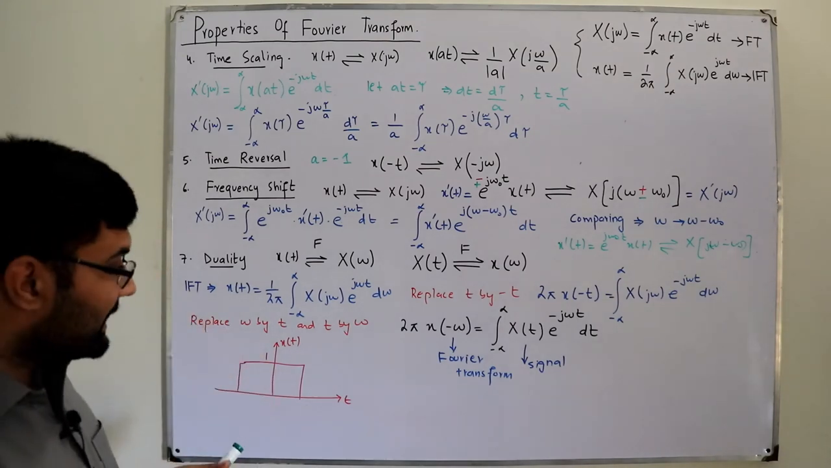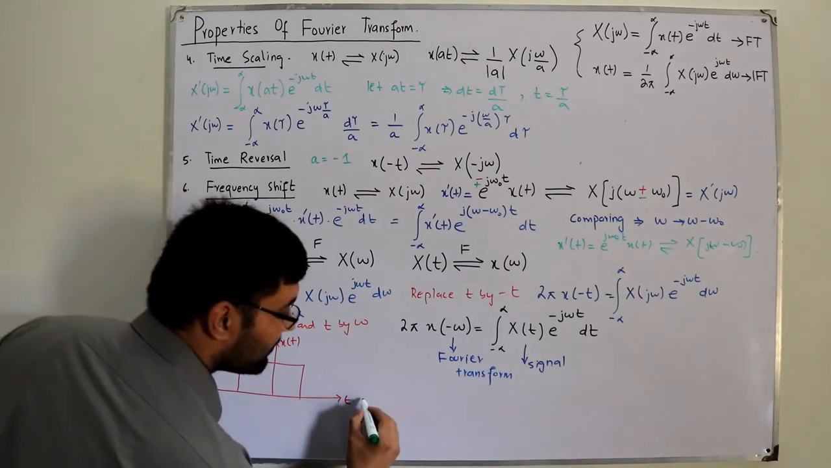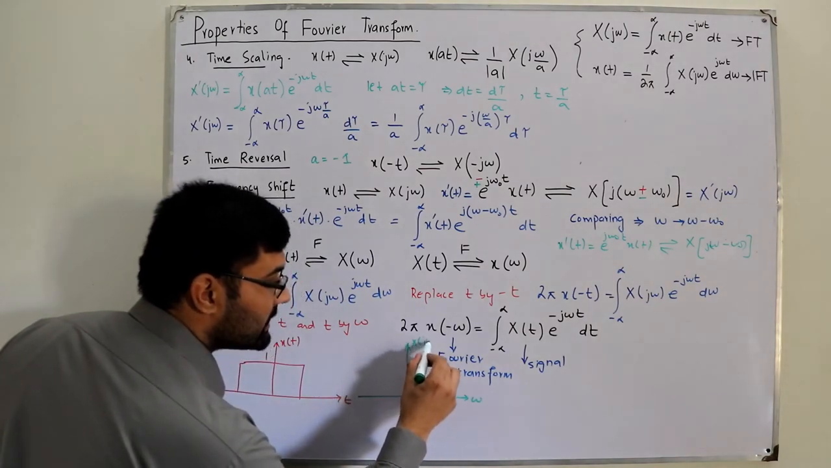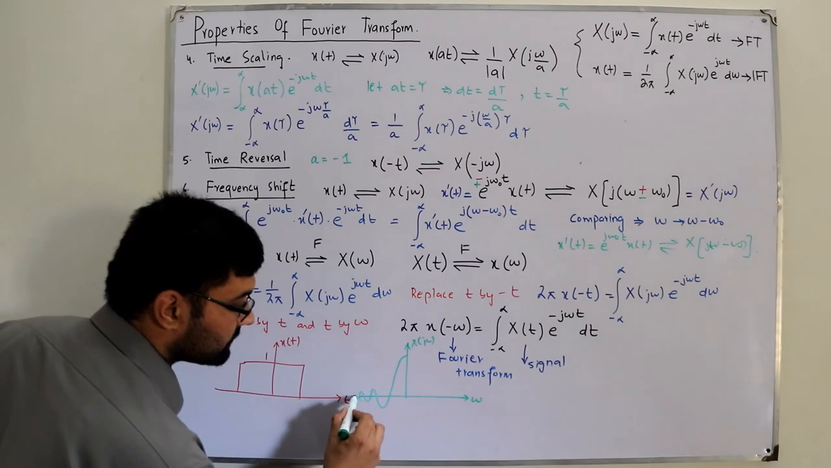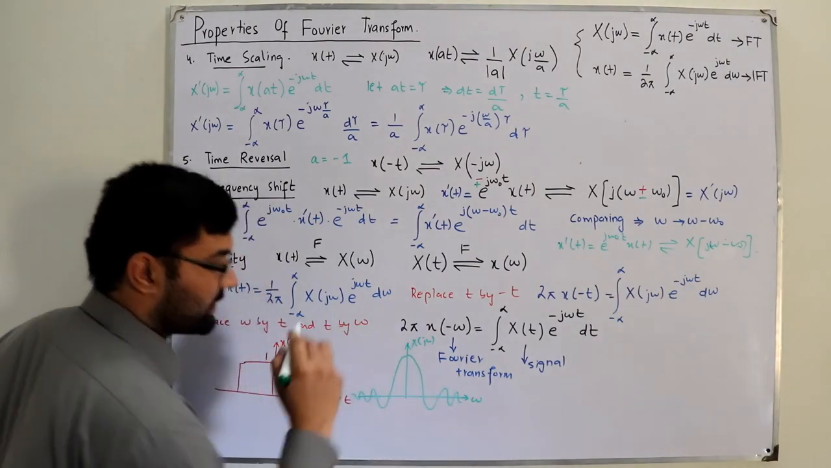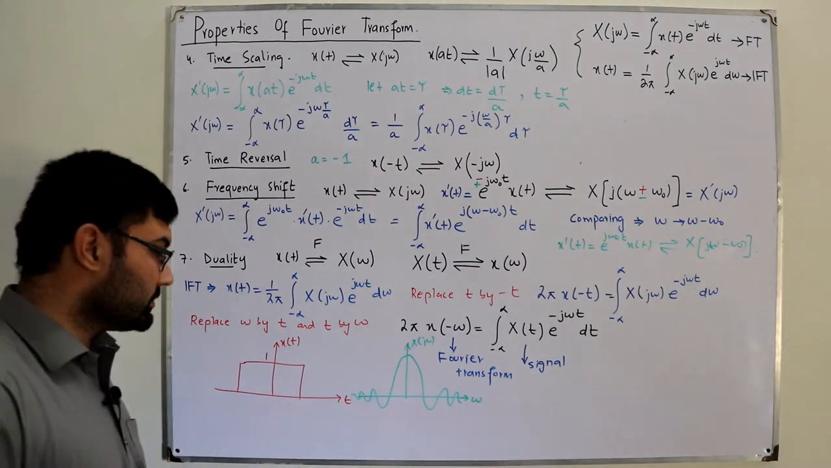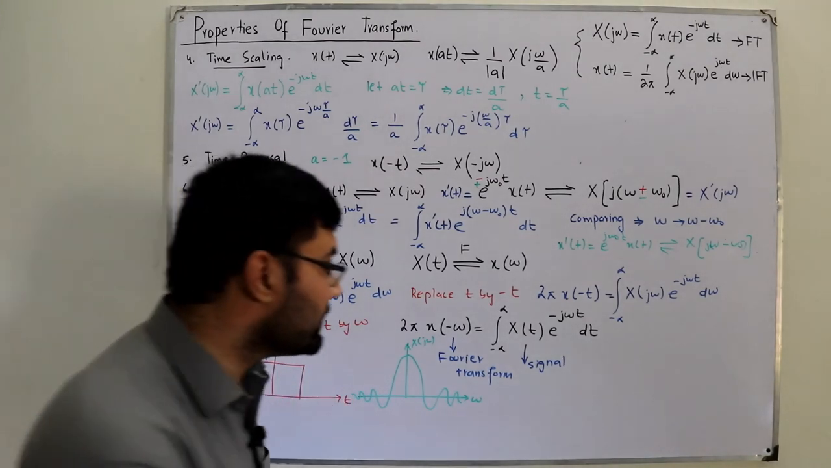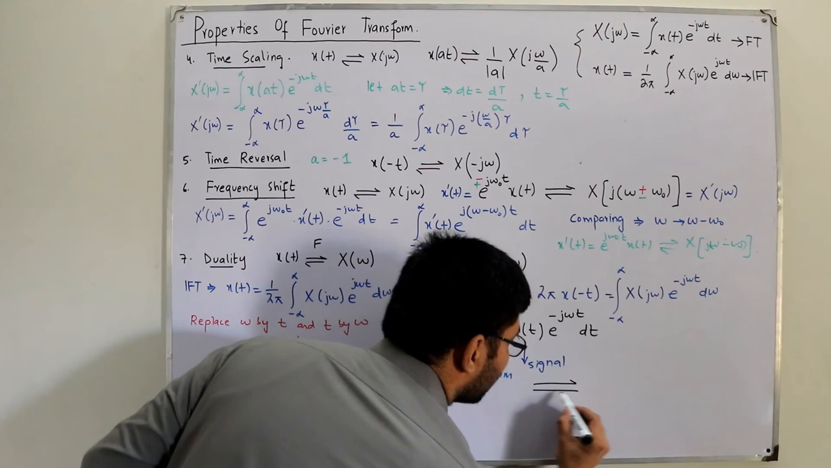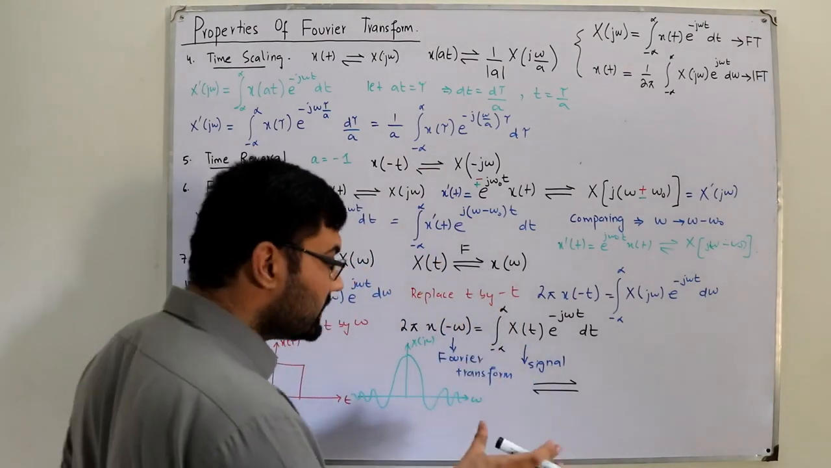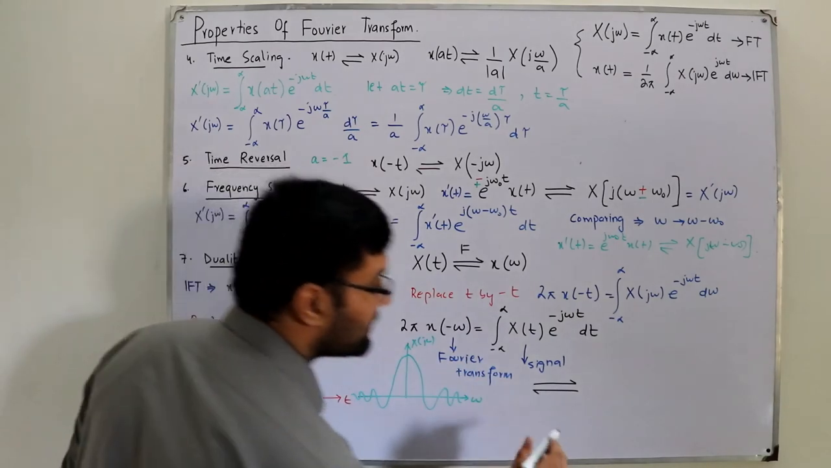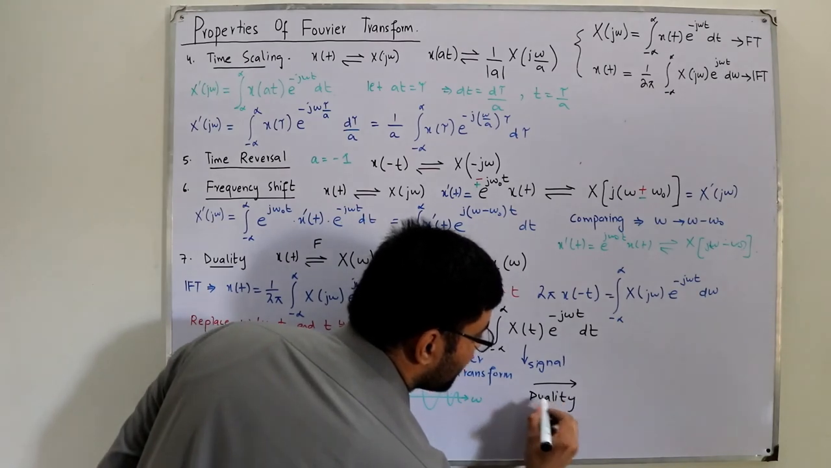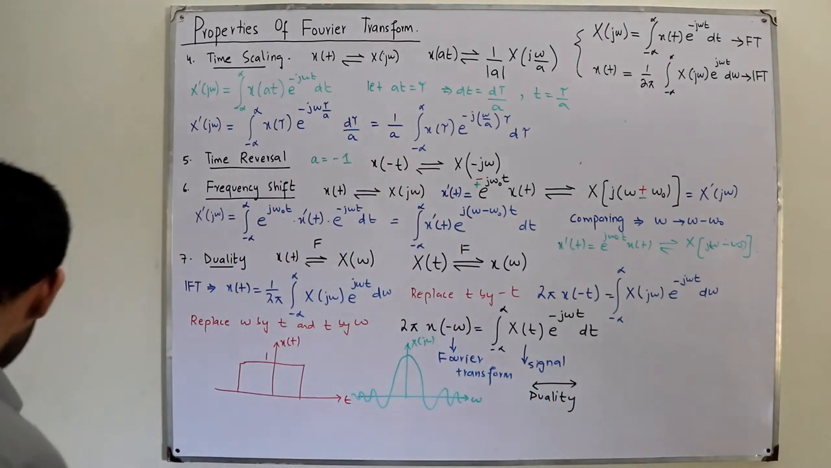This was the time domain signal. How was the frequency domain Fourier transform of this signal? Wasn't this equal to the sinc function? Over there I also named the duality property. Now what does this duality property say? Let me give it a simple arrow, and let me give it a name of duality, or a double-sided arrow. So the duality property implies what?